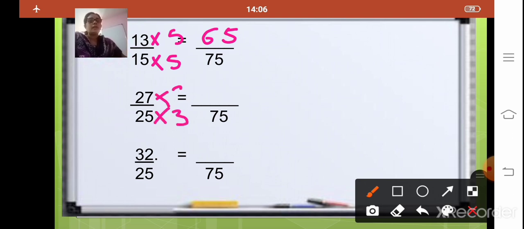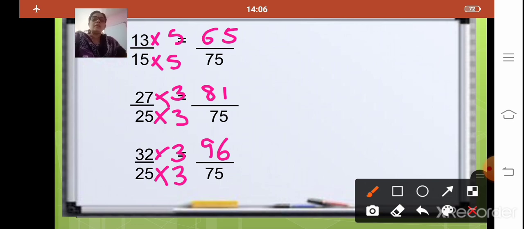Same way, 25 multiplied by 3 gives you 75. The numerator also you will multiply by 3. So 27 into 3 is 81 upon 75. And the last fraction, 25 multiplied by 3 will give you 75. Same way 32 multiplied by 3 will give you 96. Okay, so you have made all the denominators the same, that is, your denominator has become 75.